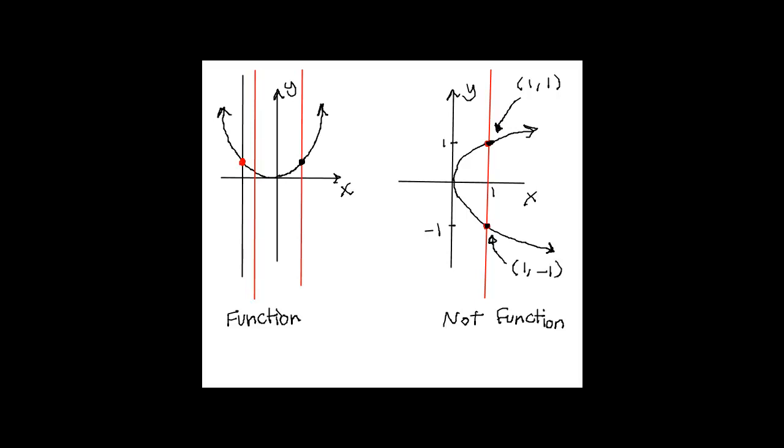Whereas in this one, if this is 1, and this is minus 1, your vertical line only passes through the graph at 1 point and 1 point only, which is (1, 1). Okay? And the same line passes through the graph at 1 point and 1 point only.